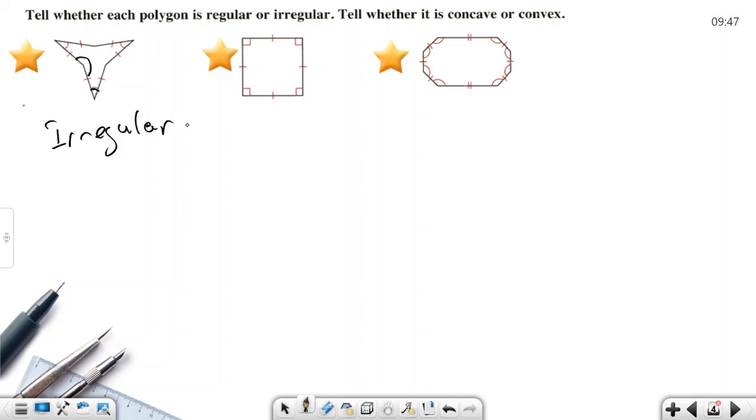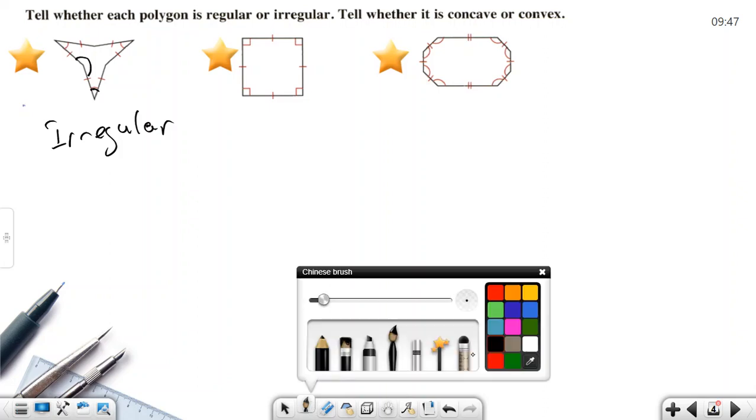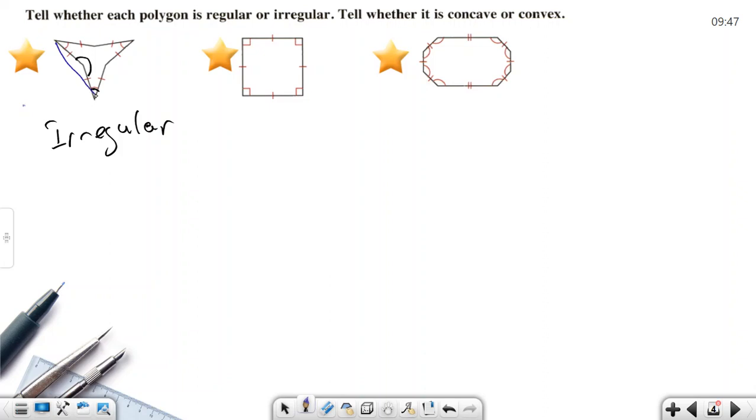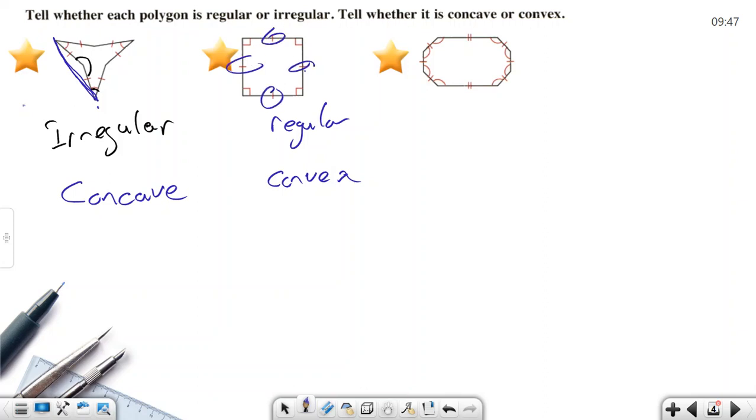But there's another definition. If one of the diagonals is outside of the shape, as you see, this diagonal, we connect two vertices and it's outside of the shape, we call it concave. That's regular. All regular polygons are convex. This is a square, all of them 90 degrees and all sides are equal. How do we know? Because of these marks.